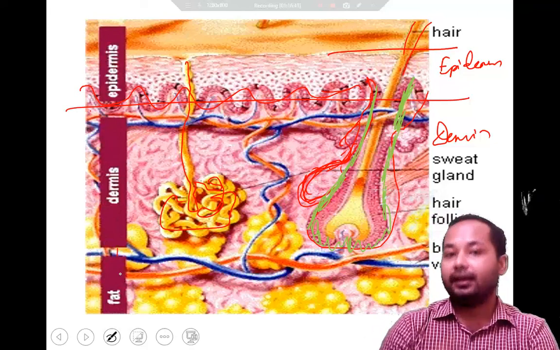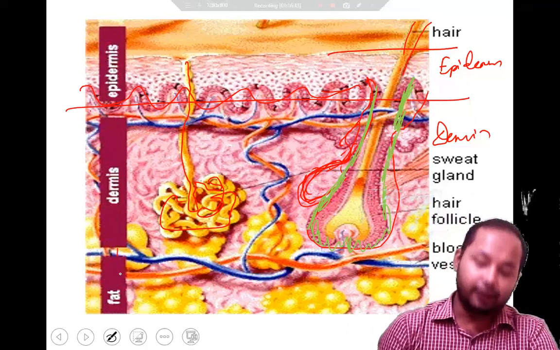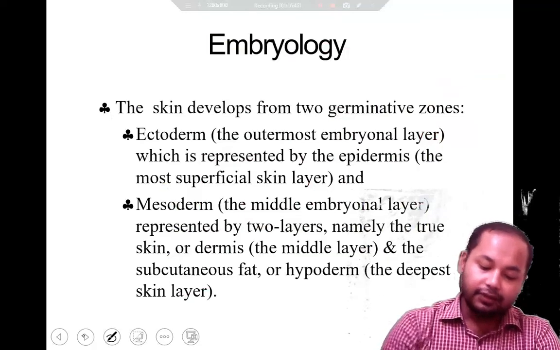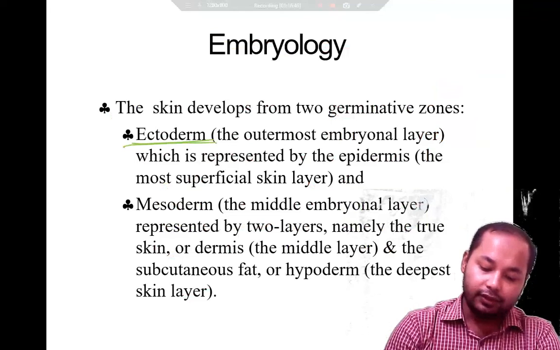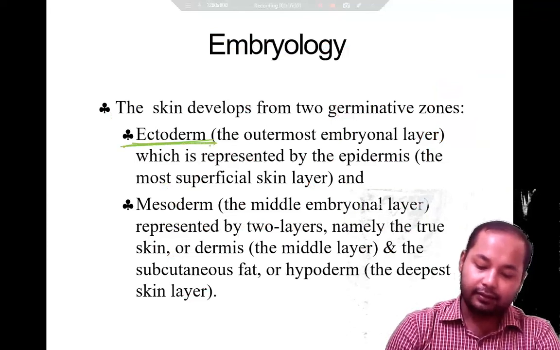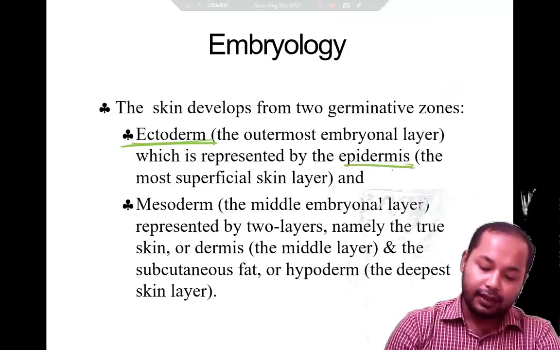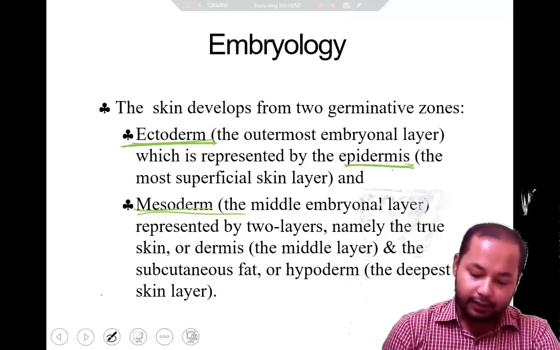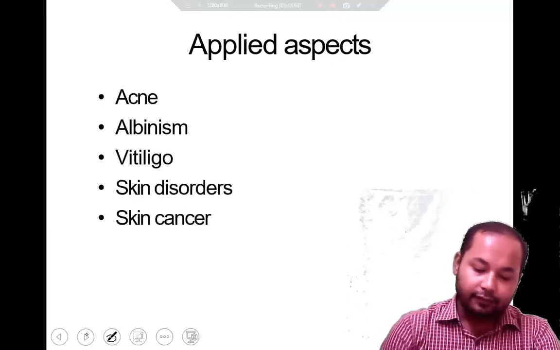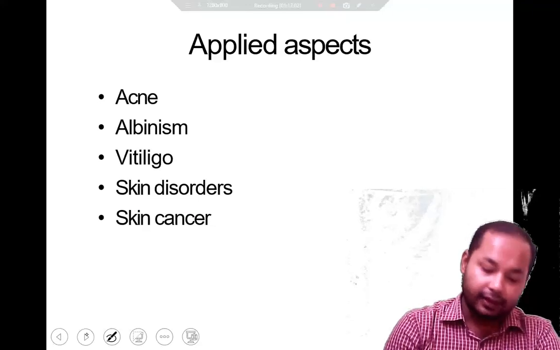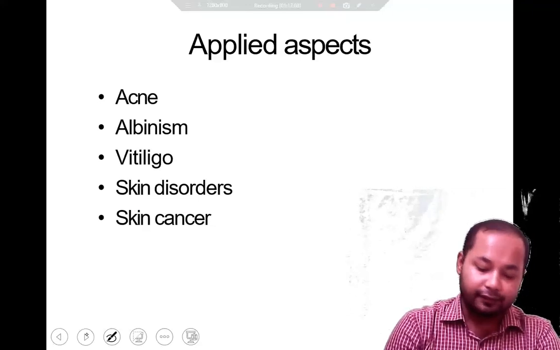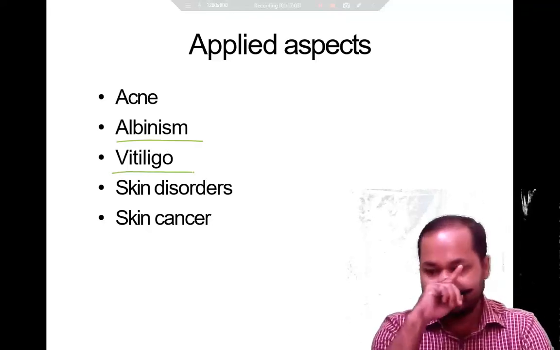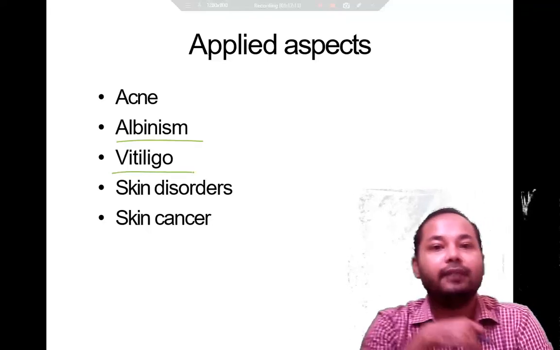Okay, so this is from the evolution point of view, I am just telling. On embryology, I have already told you that the ectoderm directly makes the epidermis, and the mesoderm makes the rest of it. On the applied part, the acne I have already told you is because of infections. Then albinism and vitiligo are disturbances related to the melanocytes.